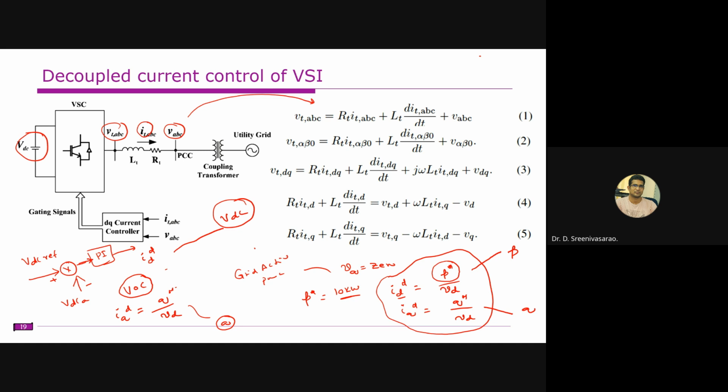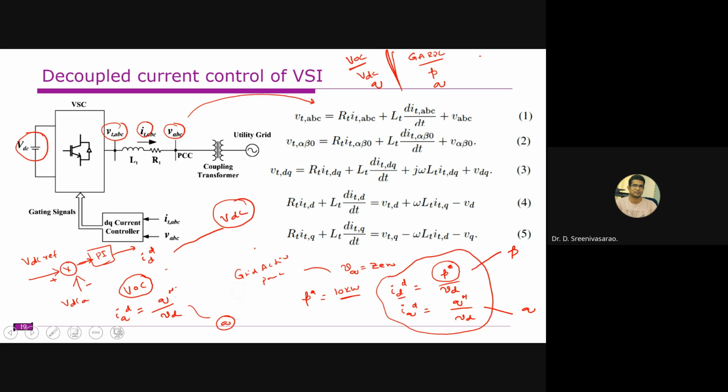So basically there are two control approaches: one is the voltage oriented control and the other is the grid active and reactive power control. In case of VOC, we will control VDC and Q. In case of grid active and reactive power control, we will control P and Q. These are the two different control approaches.